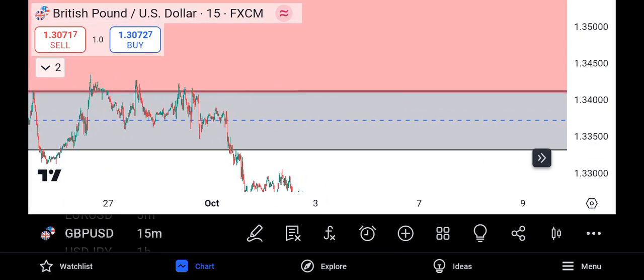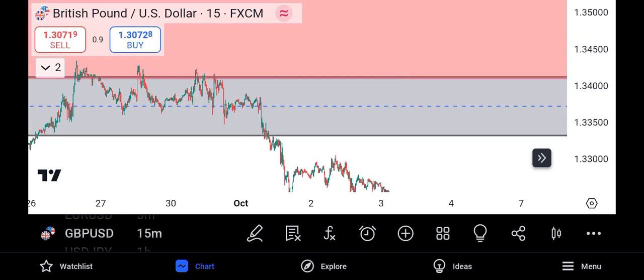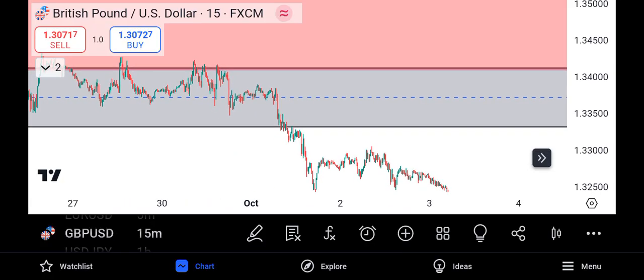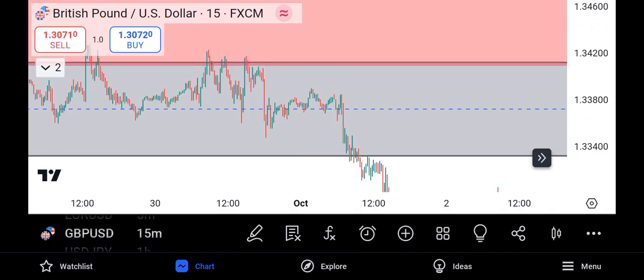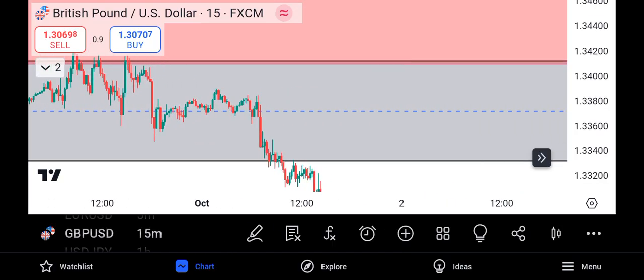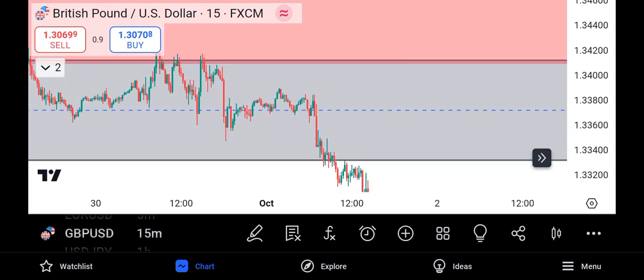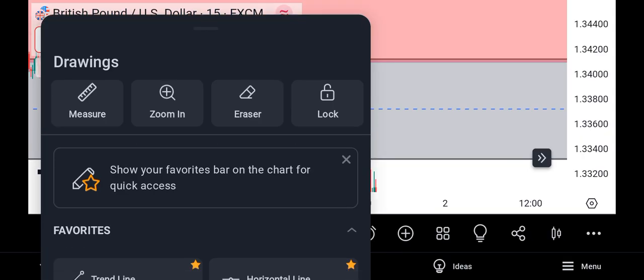Yeah, this is what I saw in 15 minutes. Look at it. Let me zoom it so that you can see. Look at what I saw on the 15-minute time frame. The market breaks structure here.